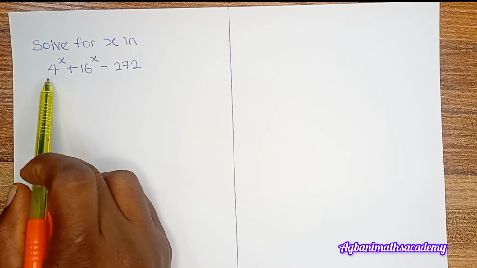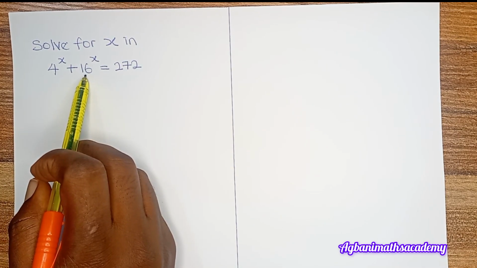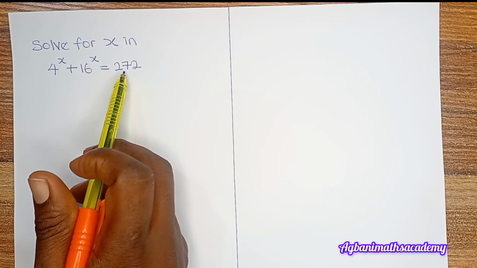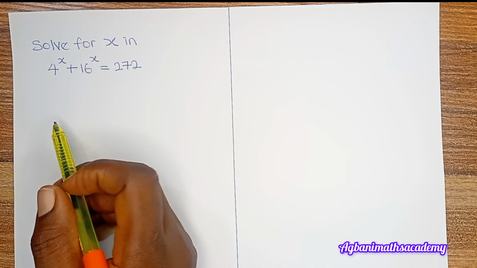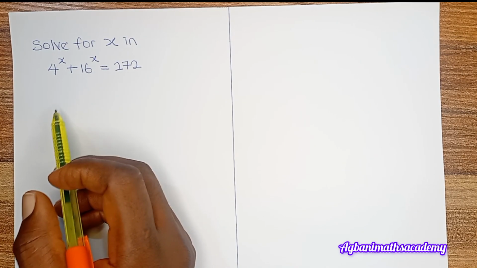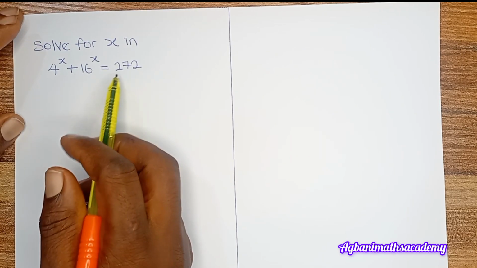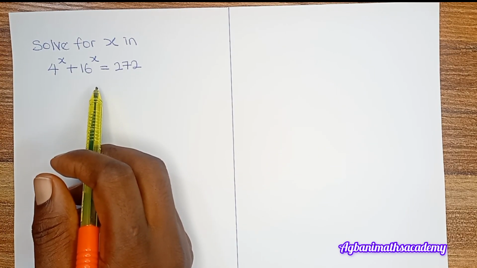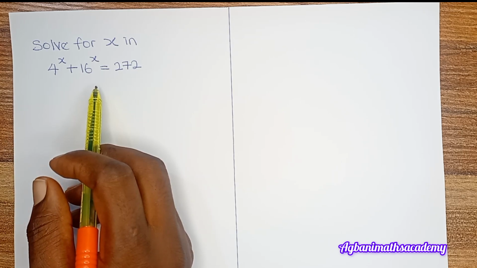Okay, so here we have a base of 4. We have a base of 16 here. We can turn it to a base of 4. However, 272 is not a power of 4. We cannot multiply 4 by itself to give us 272. This means we cannot turn 272 to a power of 4. This makes the calculation a little bit more complex. However, we can follow another route. So let's do it together.